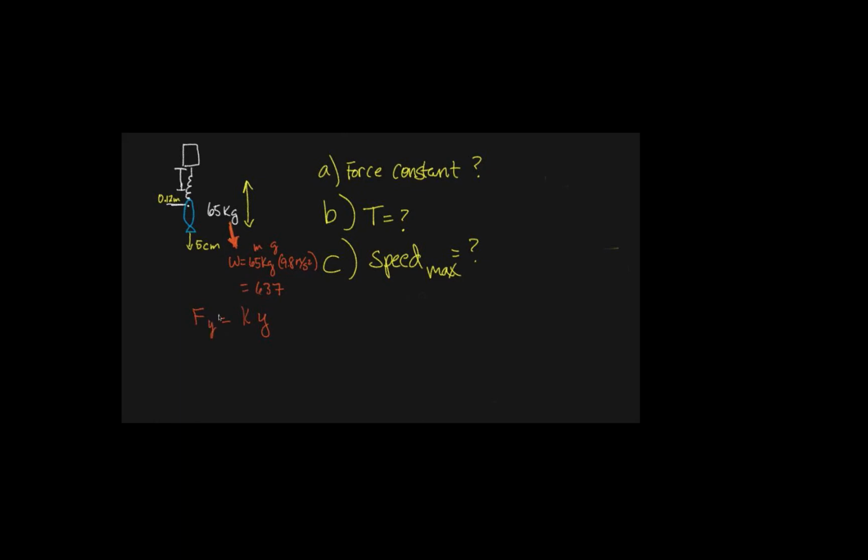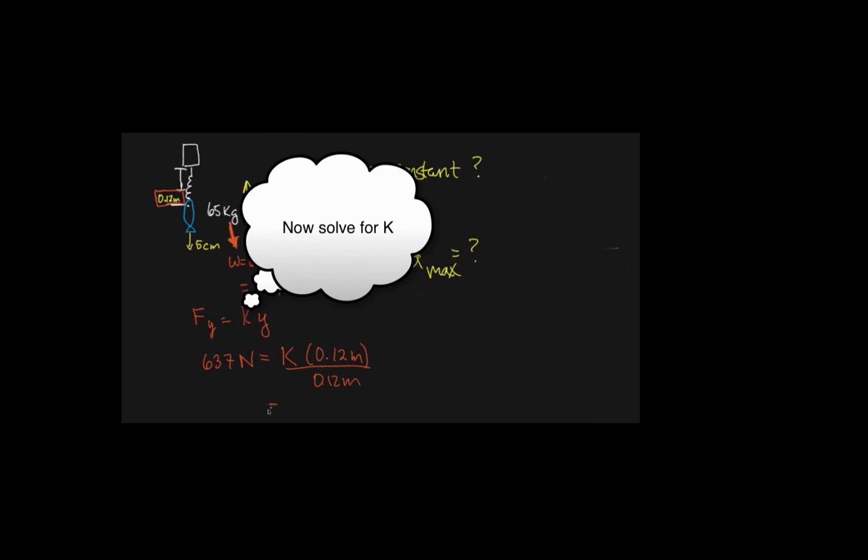What we need to do here is, since we have the force 637, and we know how much distance that force created. Whenever we put the fish on the spring, it went down initially 0.12 meters. So that would be the distance traveled. Divide both sides by the 0.12. We should get a number like 5,308.